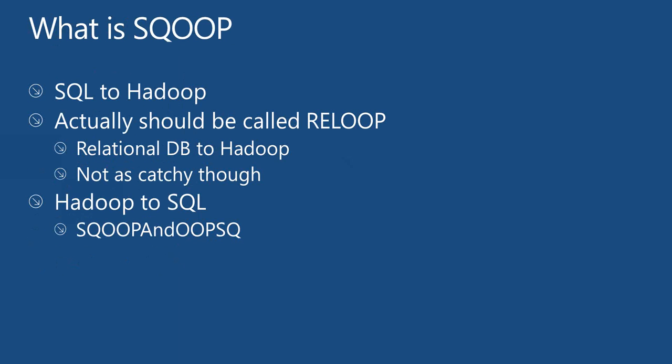Okay, so what is SQOOP then? SQOOP is SQL to Hadoop. And it's kind of a misnomer. Really, it should be something like reloop, because it's more about taking data from a relational database to Hadoop, but I'm not sure that's as catchy. But then with SQOOP, you can go back from Hadoop to SQL, so then the name gets really stupid, so SQOOP and oops. And that really wouldn't catch on.